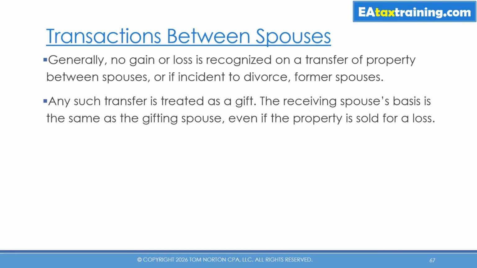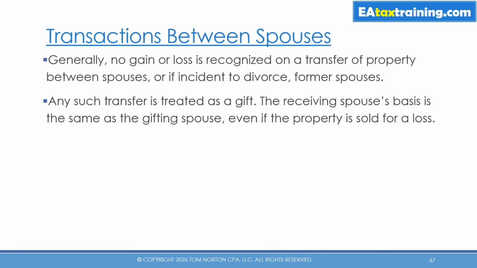Transactions between spouses. Generally, no gain or loss is recognized on a transfer of property between spouses, or if incident to divorce, former spouses. So you can give or buy and sell things between you as a married couple all you want to. No gain or loss is going to be recognized. If you're getting divorced, if you are transferring property back and forth as part of that divorce, then the same rule applies. Even if it happens after you're not technically married, if it was part of the divorce, then you treat it as if you were still married, and so there is no taxable event there.